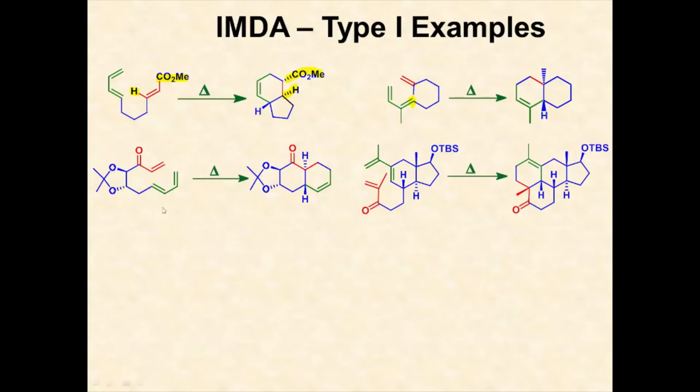Here also you can see another one where the diene is substituted at the C1 atom, and the dienophile is flanked from the C1 atom of the diene, eventually leading to the formation of fused bicyclic systems. Okay, and this is another example you can see on the right hand side, that is a similar demonstration of the IMDA type 1 example.